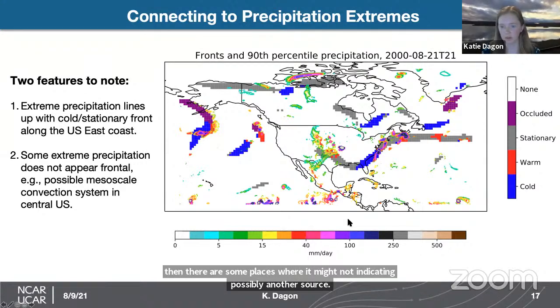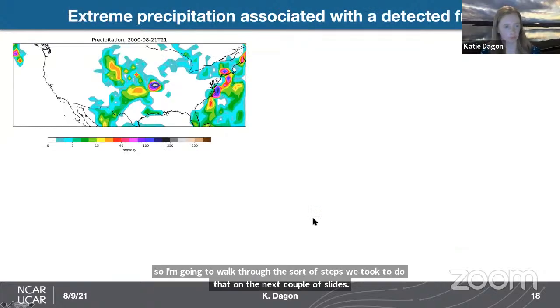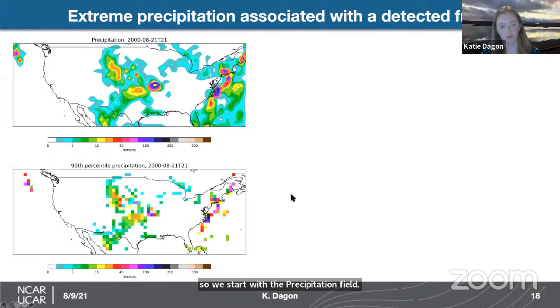So we wanted to dig into this and quantify this, instead of just looking at a random time point. I'm going to walk through the steps we took to do that on the next couple of slides. We started with precipitation output from the climate model. This is where it's great that we have this large data set of climate model output, because we can actually compare the precipitation from the same time period and the detected fronts. So we start with the precipitation field. We pick out the grid points that are greater than the 90th percentile precipitation for the particular time period.